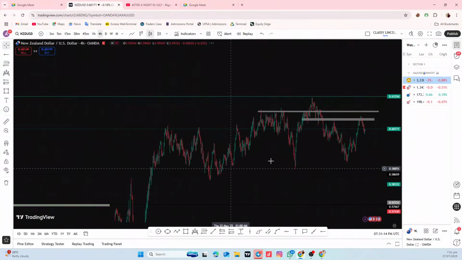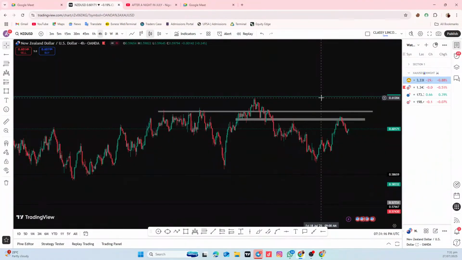But before you're going to be looking for buys, unless price has taken this high, that is the only time you're going to be looking for buys on NZDUSD, right? That is it.